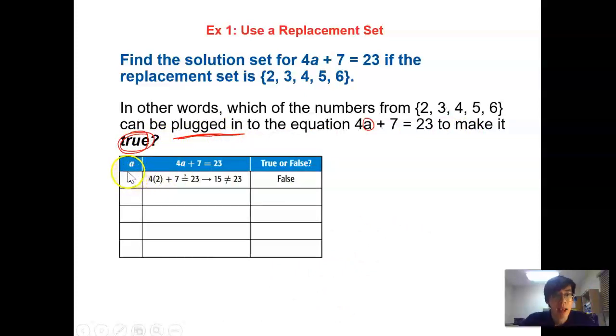Alright, first I have a equals 2, so I'm going to plug in 2 right here. Let's start with the first number, 2. I'm going to plug it into the equation 4a plus 7 equals 23, and that 2 is going to replace where that a is. Alright, so I solve it out, and I see that 15 does not equal 23, so that's false. So 2 does not work as a solution. Alright, let's keep on going.